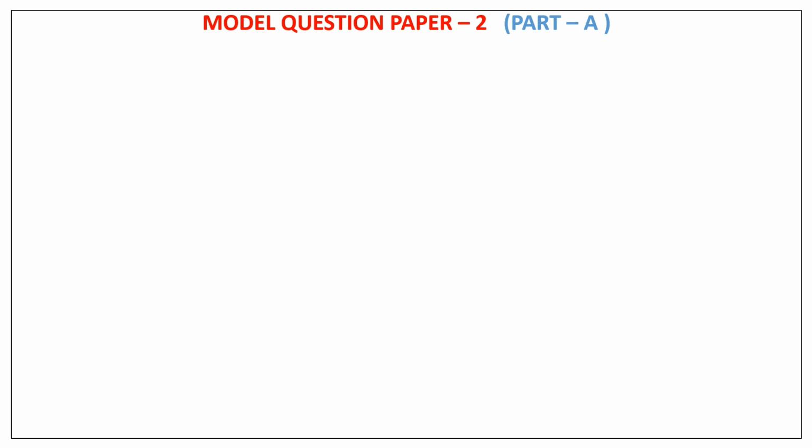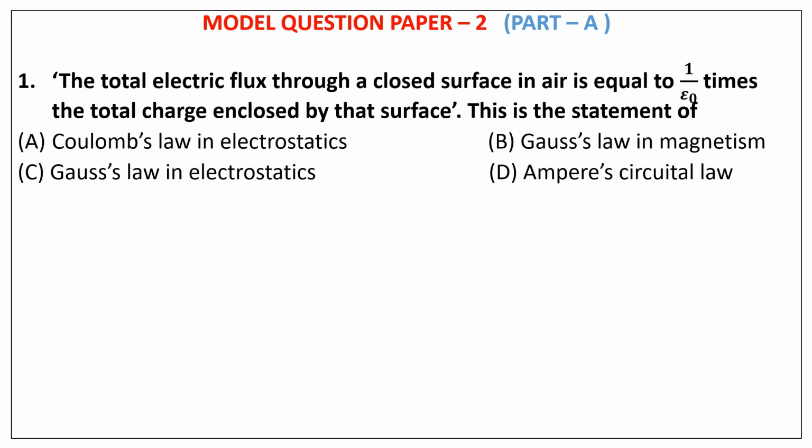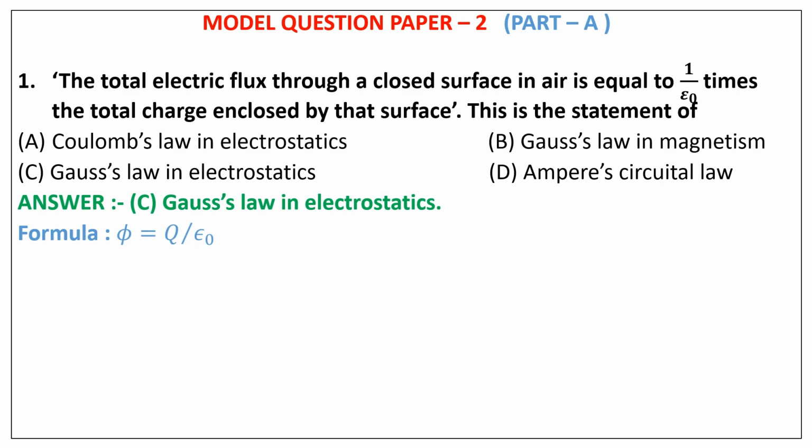Model Question Paper 2, Part A. 1. The total electric flux through a closed surface in air is equal to 1 by epsilon naught times the total charge enclosed by that surface. This is the statement of A. Coulomb's law in electrostatics, B. Gauss's law in magnetism, C. Gauss's law in electrostatics, D. Ampere's circuital law. Answer C.